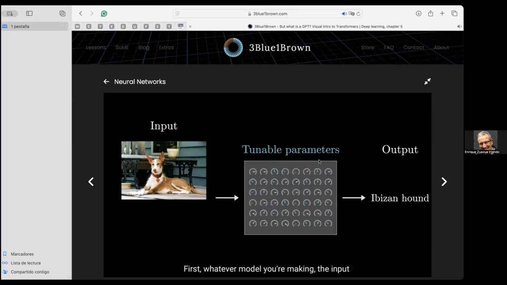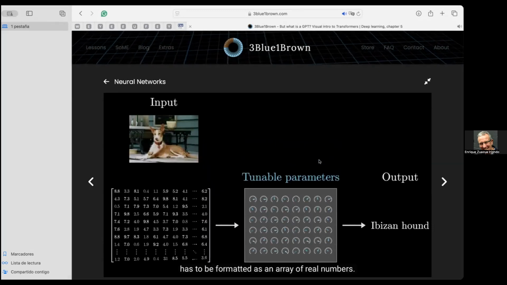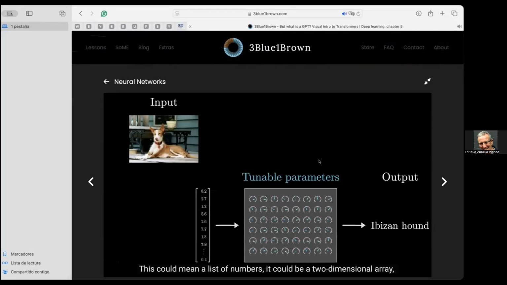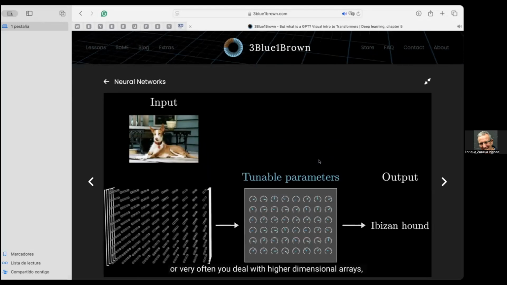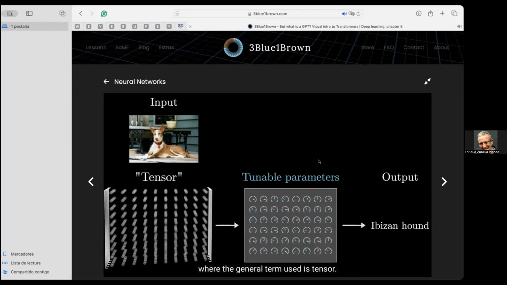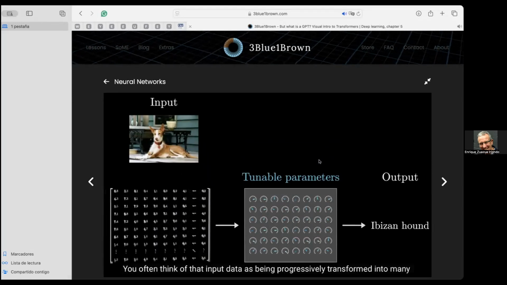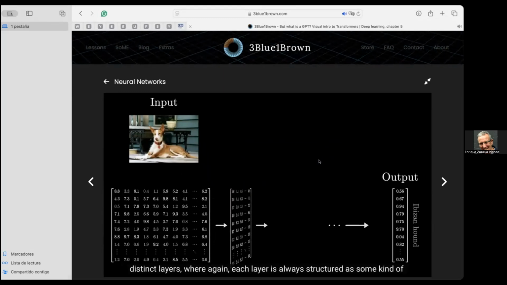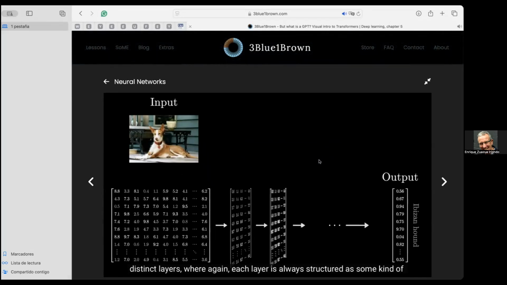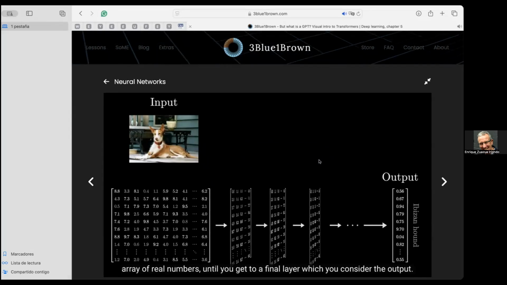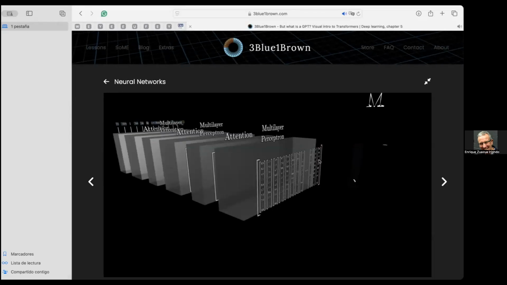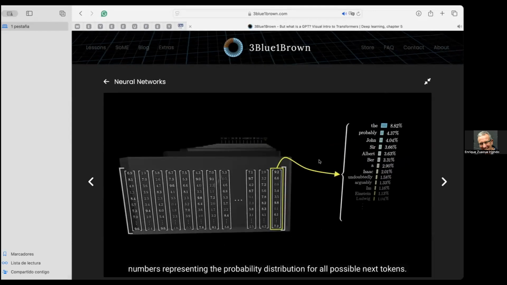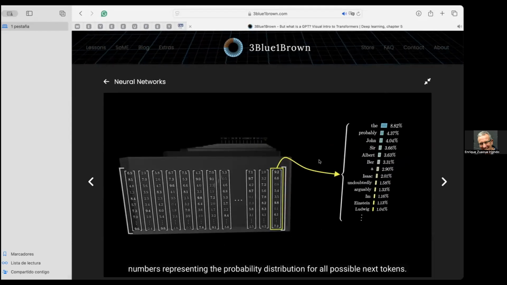First, whatever kind of model you're making, the input has to be formatted as an array of real numbers. This could simply mean a list of numbers. It could be a two-dimensional array, or very often you deal with higher dimensional arrays, where the general term used is tensor. You often think of that input data as being progressively transformed into many distinct layers, where again, each layer is always structured as some kind of array of real numbers, until you get to a final layer which you consider the output. For example, the final layer in our text processing model is a list of numbers representing the probability distribution for all possible next tokens.